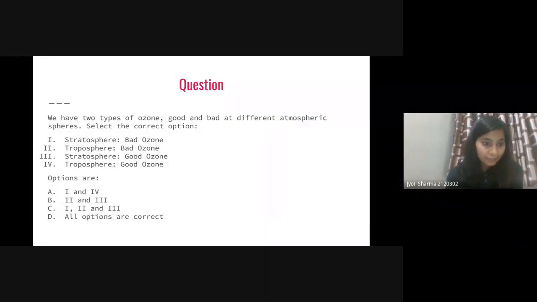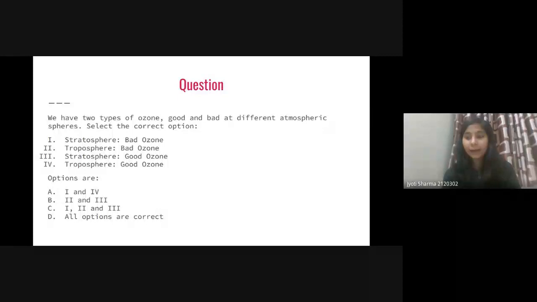Rashmi gave me answer B, that is second and third. Okay. Alka, do you want to try for this question? We have two types of ozone, good and bad, at two different spheres. So where is this good ozone present and where is this bad ozone?